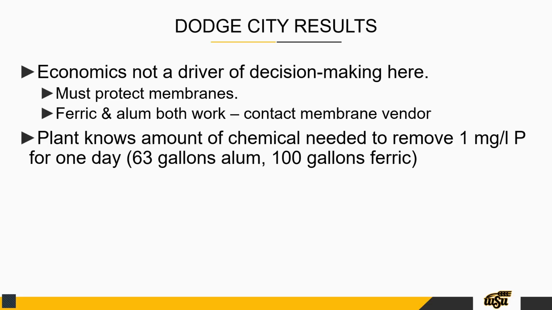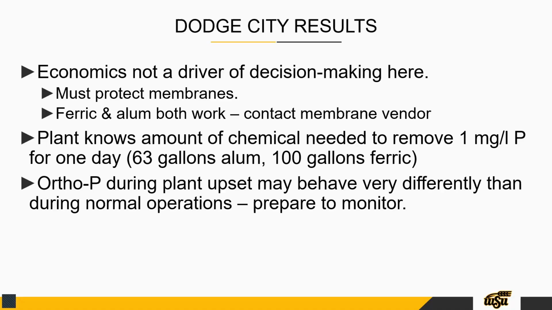We found that ferric and alum both worked. So at that point, it was like, what works best for you? The plant also understood what kind of dosing was needed. So if they needed to remove 1 milligram per liter of phosphorus of a daily flow, they would need to dose 63 gallons of alum or 100 gallons of ferric. So this is actionable information for them.